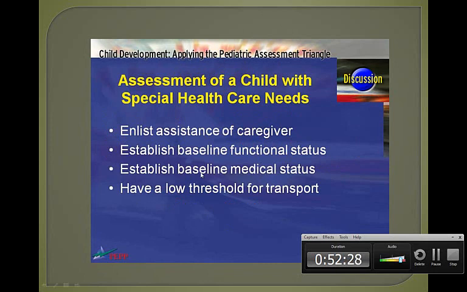When you're assessing a child with special health care needs, you always need to enlist the assistance of the caregiver in order to determine what is their baseline functional status, what's their baseline medical status, and what kind of threshold do they have for transporting.